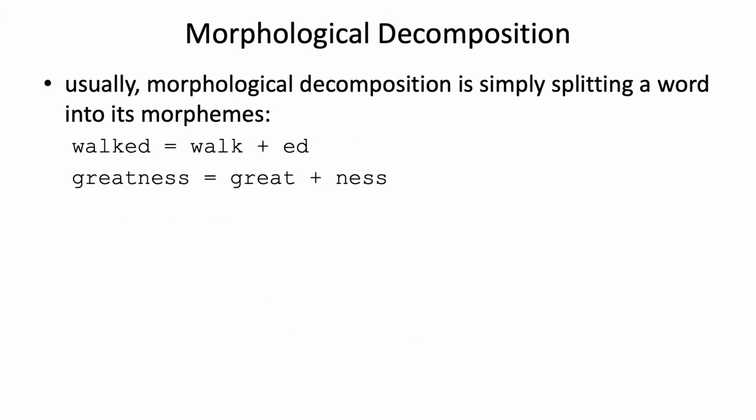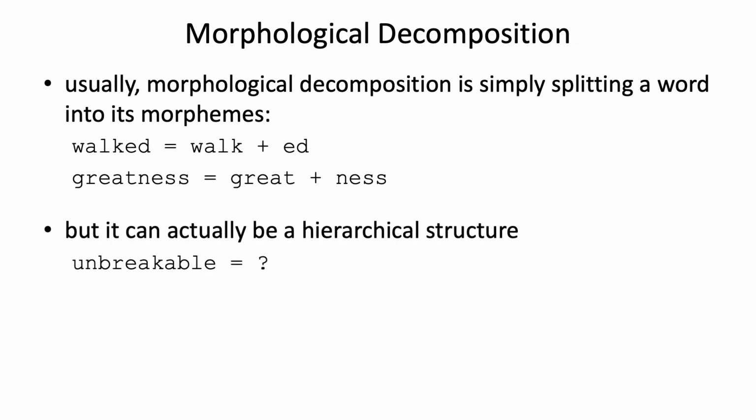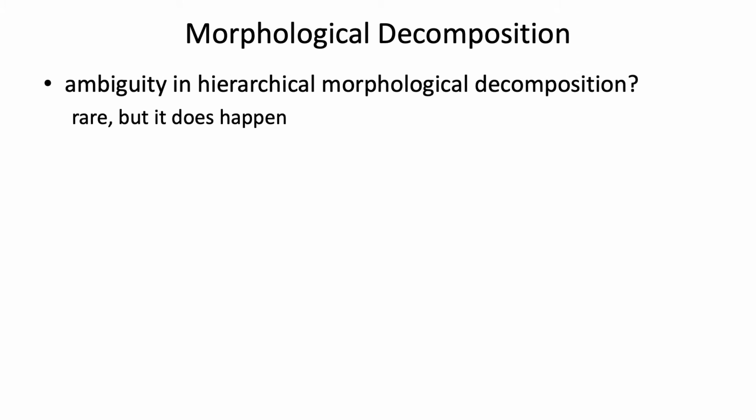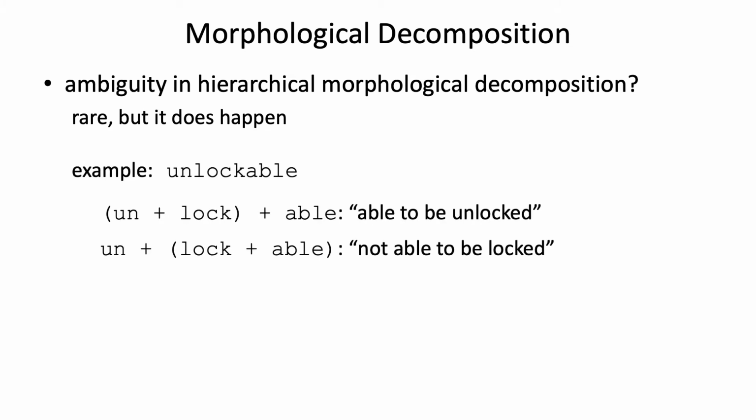Usually, the structure of a morphological decomposition of a word is just concatenation of morphemes, but it can be a hierarchical structure as well. For example, the word unbreakable means not breakable, rather than able to be unbroken. Is there ever ambiguity in the hierarchical morphological decomposition of a word? It's rare, but it does happen. For example, with the word unlockable. This can either mean able to be unlocked or not able to be locked, depending on the morphological decomposition.